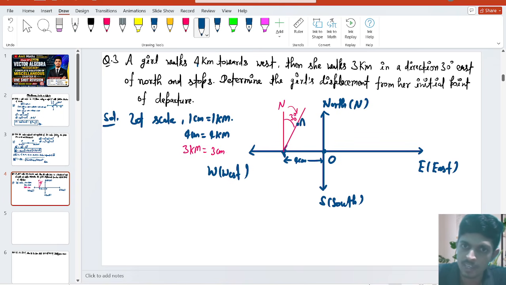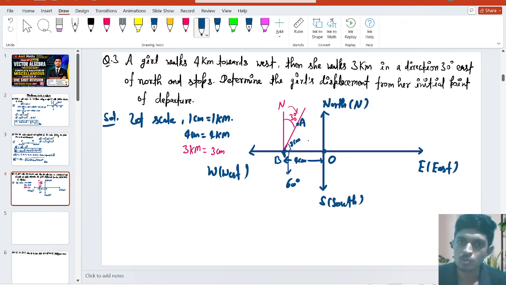Suppose this is a point A and this is a point B. So 3 centimeter, taking this scale, AB is a 3 centimeter here. I hope it is clear to you. So what we have to determine: if the total angle is 90 degree, what does this make the angle? So this angle is equal to 60 degree. I hope it is clear to you.